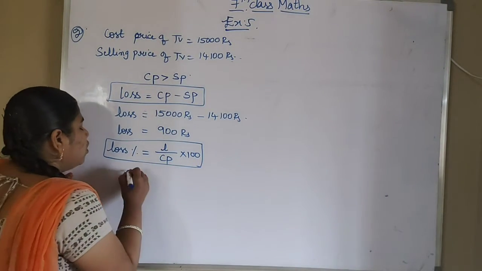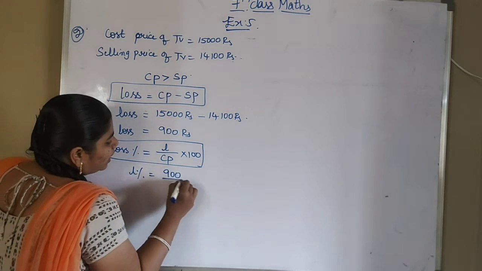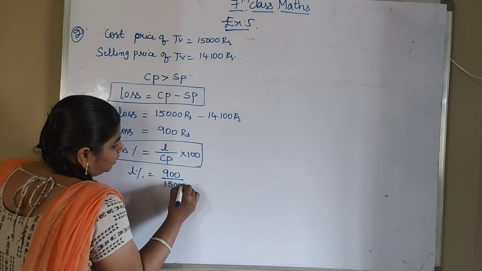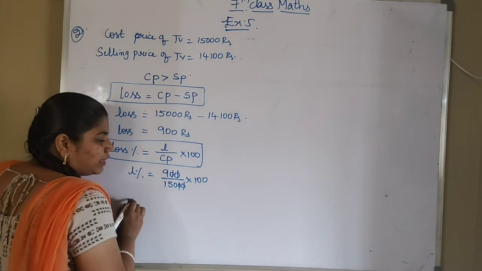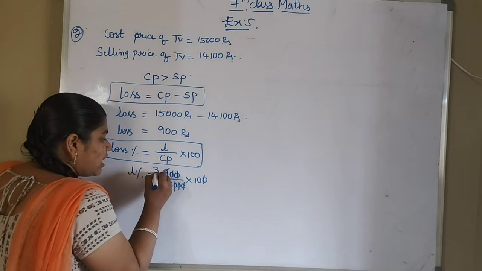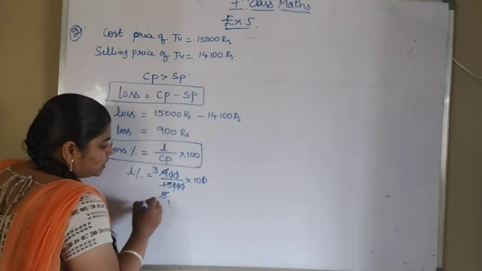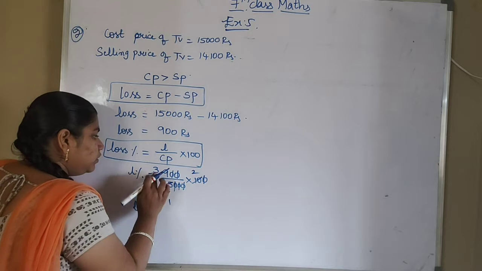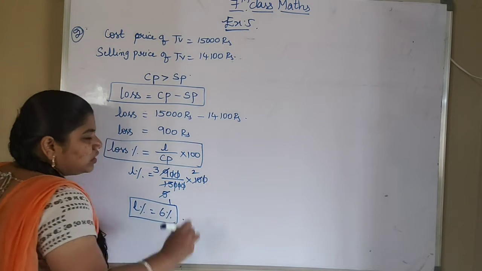Okay, so loss percentage is equal to, loss is how much? 900 by CP, which is 15,000, into 100. So 0, 0, 0, 0 will get cancelled. 0, 0 will get cancelled. Here 3 3s are 9. 3 5s are 15. Okay. 5 1s are 5, 5 2s are 10. So what is remaining here? 3 2s are 6%.